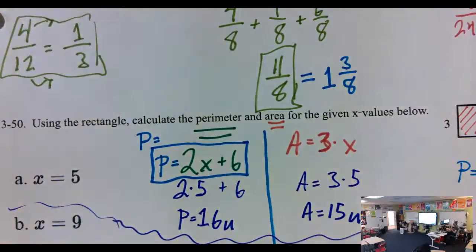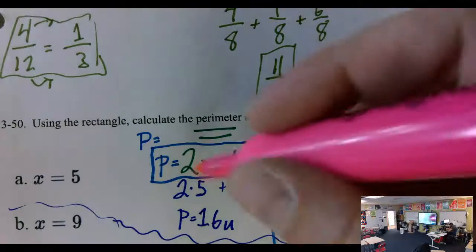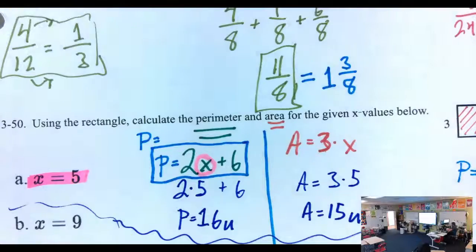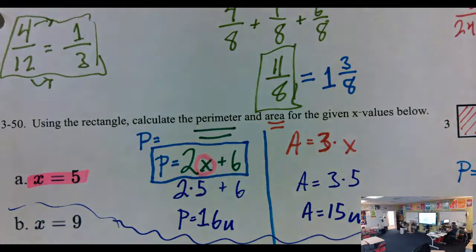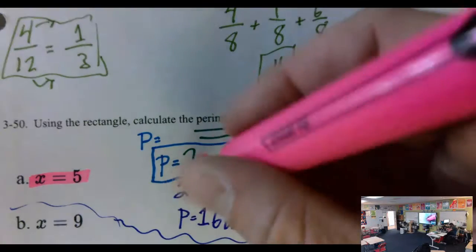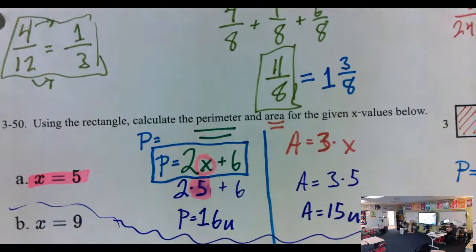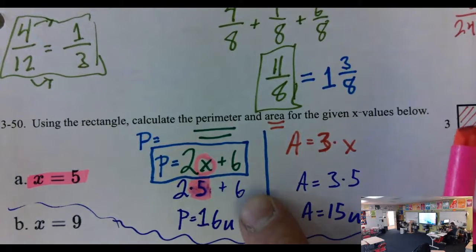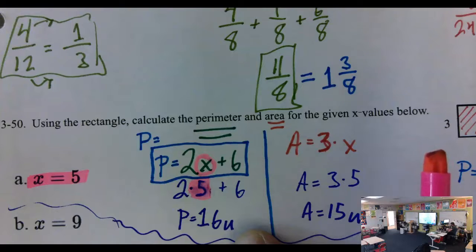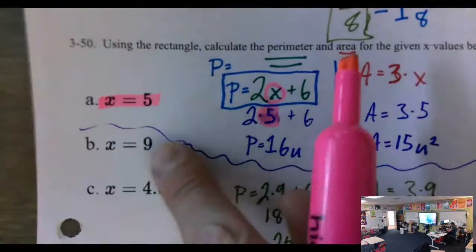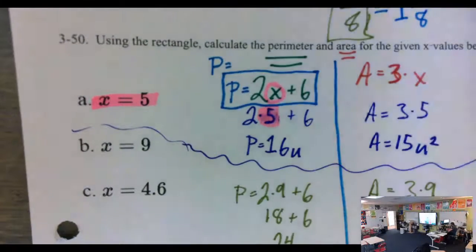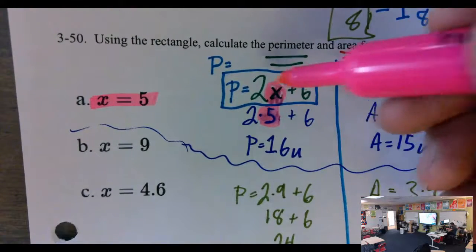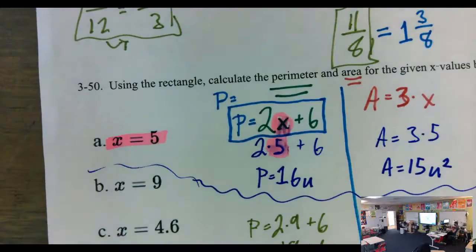But then they start telling us, hey, what if we make x equal to, say, 5? So when they tell us what x is, then we can do the math. I can do 2 times 5. That's 10. Then I can add 6 and get 16. I would do the same thing with 9 and the same thing with 4.6, right? We just plug it into what I highlighted in pink. 2 times whatever that x is.